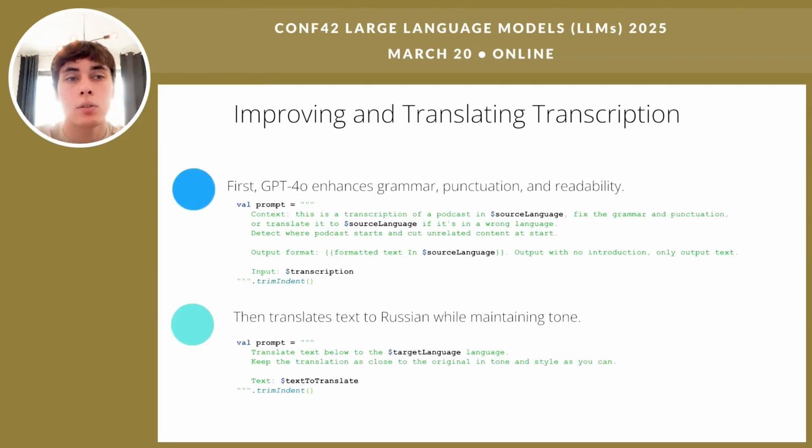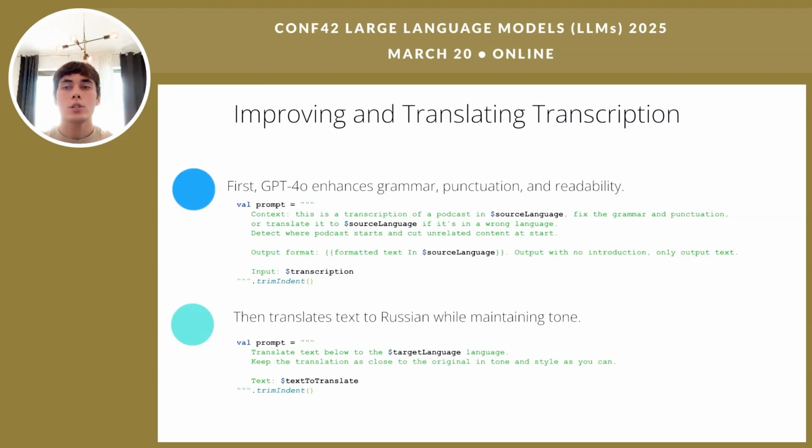Text enhancement and translation. First, GPT-4o enhances grammar, punctuation, and readability here. And for the prompt, we say: context, this is a transcription of a podcast in English, fix the grammar and punctuation, or translate it to English if it's in the wrong language. Detect where the podcast starts and cut unrelated content at the start. Output format and output with no introduction, only output text.